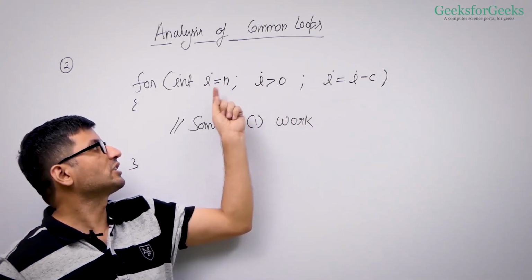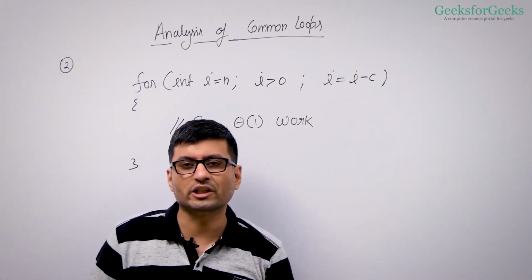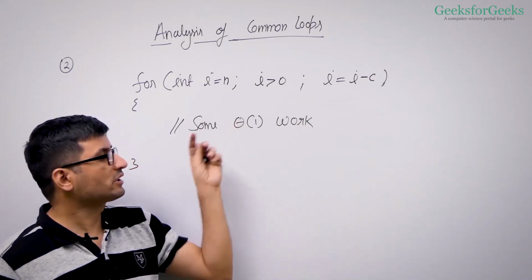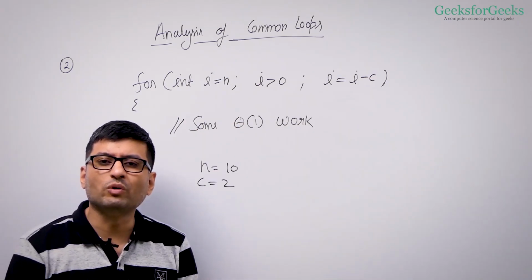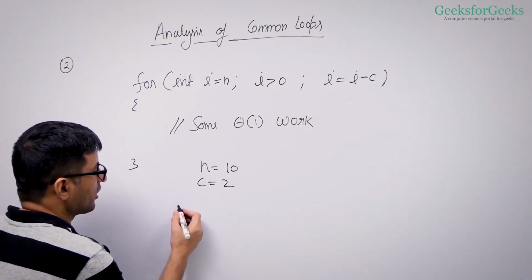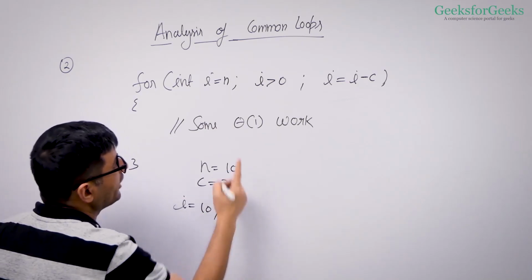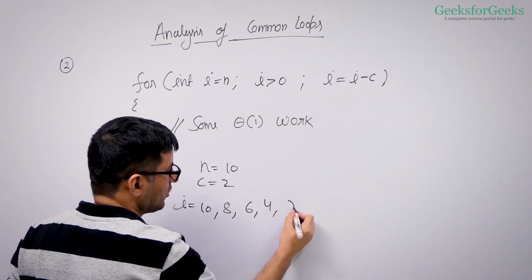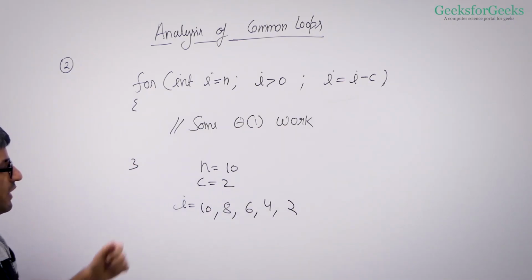We are considering n as an input here, not c as an input. c is assumed to be some constant here in these loops. So anything which is not dependent upon n is considered constant in any program, right? How many times will this loop run? This will run for i equal to 10, right? Then 8, we subtract by 2, 6, 4, 2. And after that it becomes 0 and it stops. So it runs 5 times.